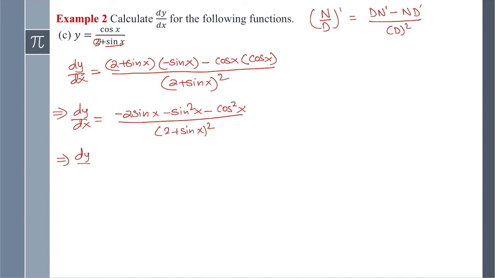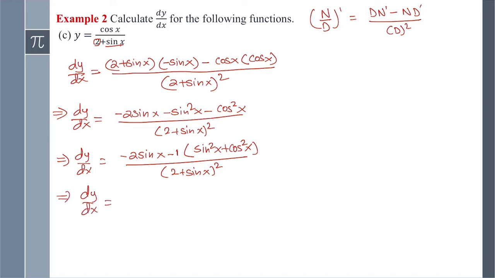Now dy over dx equals, so we have negative 2 sine x, and then if we factor out negative 1 here, okay, so we get sine squared x plus cosine squared x, everything divided by 2 plus sine x, quantity squared. Now dy over dx equals negative 2 sine x. Now we know that sine squared x plus cosine squared x is 1, so negative 1 times 1 is negative 1 divided by 2 plus sine x, the quantity squared. I think we cannot simplify further than this, so we'll just leave it right here.